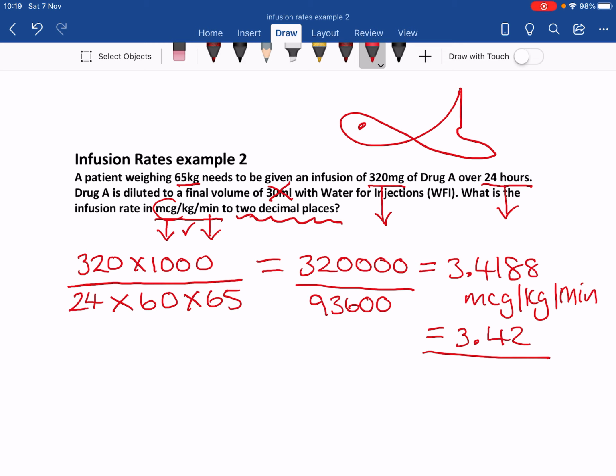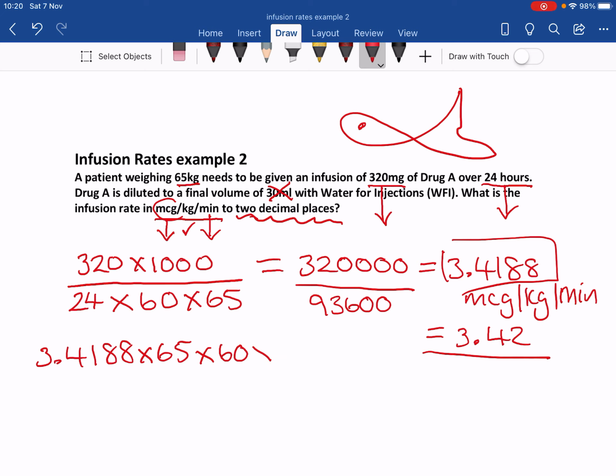You can, of course, with any of these questions, check backwards on yourself to check you've got the right answer. The way you would do that would be to take not your rounded up figure, but your actual figure, and work backwards. So if it's 3.4188 micrograms per kilogram per minute, we multiply that by the weight, which is 65 kilograms, then by 60 minutes in the hour, then by 24 hours, divide all of that by 1,000 to convert back to milligrams, and that gives us an answer of 320 milligrams of drug.